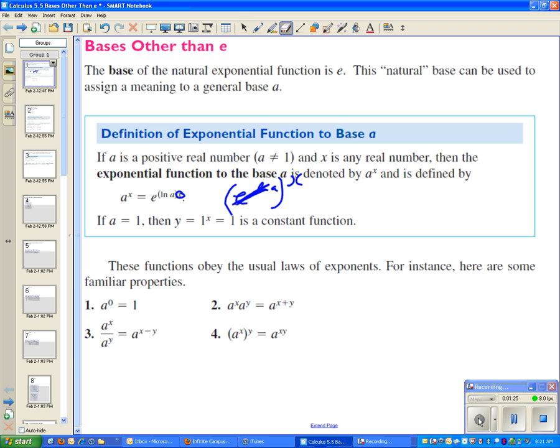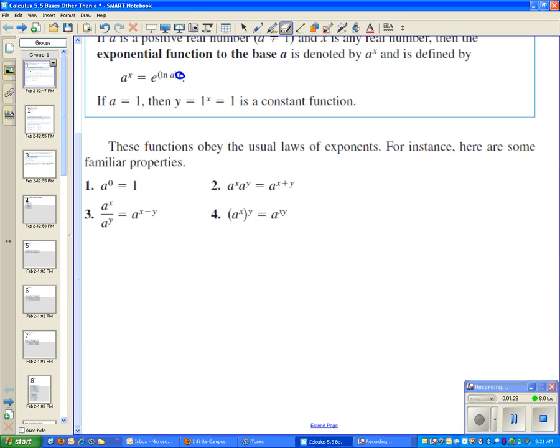Good. All right. Some things you need to remember. Anything to the 0 equals 1. When you multiply factors with the same base, you add the exponents. When you divide factors with the same base, you subtract the exponents. And when you raise a power to a power, you multiply exponents, just like you always have. Okay?